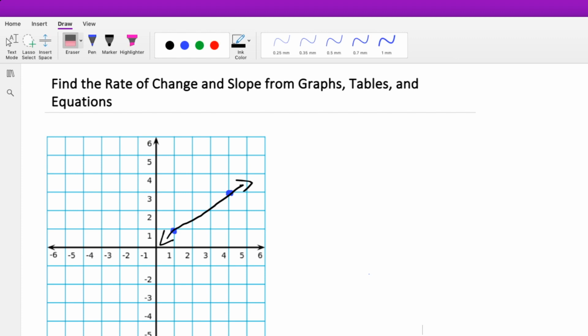Find the rate of change and slope from graphs, tables, and equations. So here we see rate of change and here we see slope. The reason why it's written like this is because that is how it was written in the book. However, rate of change is literally the definition of slope. So those two things mean the exact same thing.